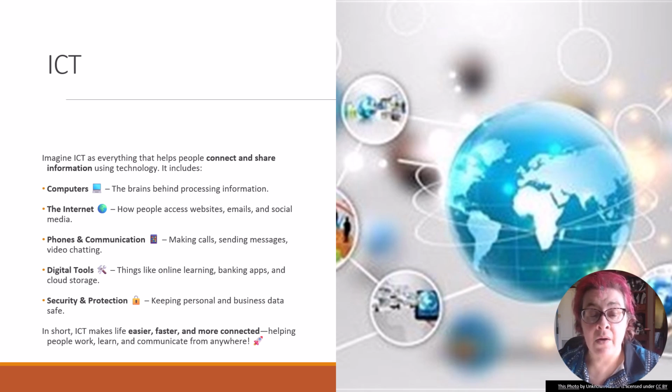Okay, so just very quickly, we've already covered this. Computers, the brains behind processing information. The internet, how people access websites, emails and social media. Phones and communications, making calls, sending messages, video chatting. Digital tools like banking apps and cloud storage. Security and protection, keeping personal, business and data safe, like Norton's and other types of security. There's a lot in security there, but we won't go into all of it.